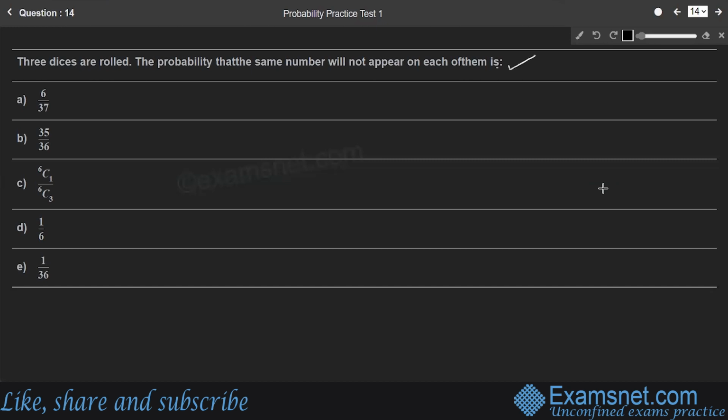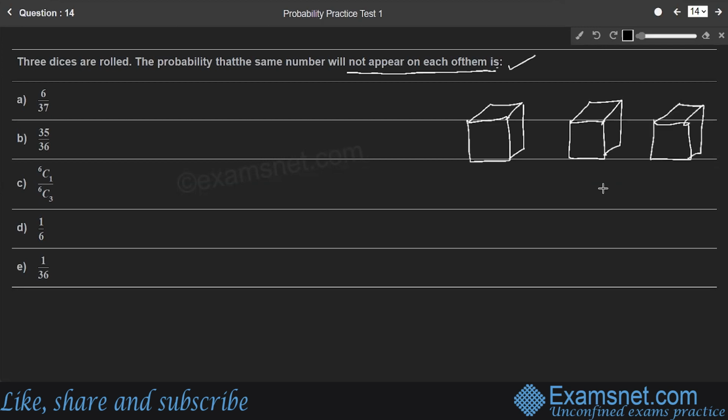Question number 14. 3 dices are rolled. The probability that the same number will not appear on each of them is. So here students will consider 3 dices, right? So here we need to find the probability that the same number should not appear on each of them.